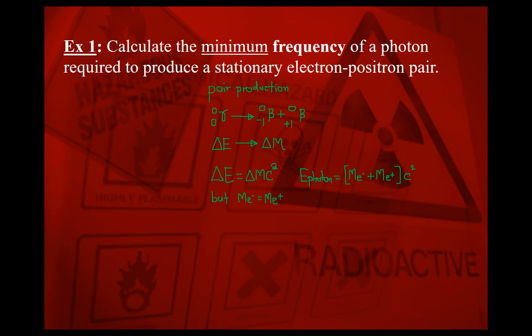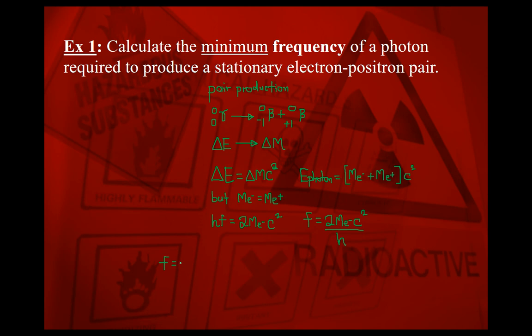What's the photon energy in terms of the frequency? It would be hf is equal to, well, if they both have the same mass, the mass of an electron plus a positron would just be 2 times the mass of an electron multiplied by the speed of light squared. Okay, so let's calculate what the frequency is. So frequency would then be 2 times the mass of an electron times c squared, all divided by h, which is Planck's constant.